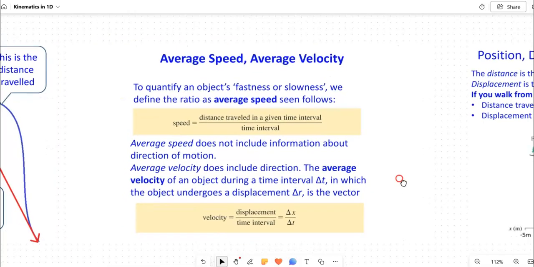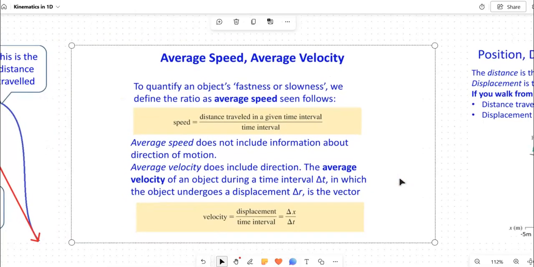Now, just like distance and displacement are linked to average speed and average velocity. Okay. Now, average speed, or your speed, is your total distance traveled over a period of time.